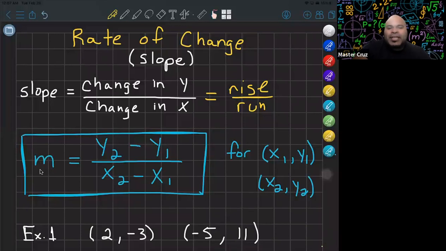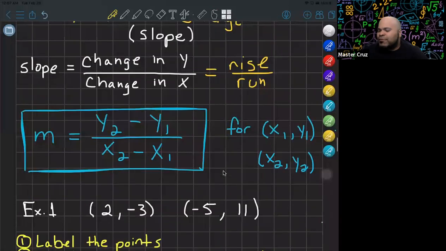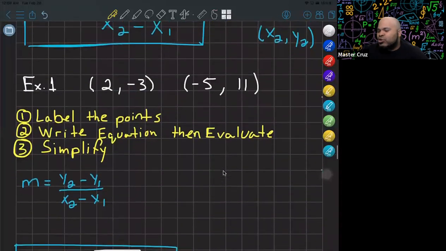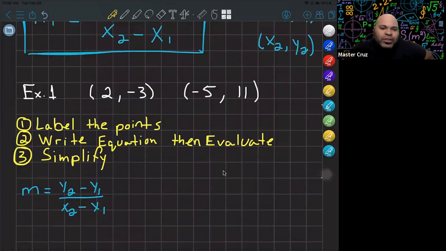So m stands for slope. M equals this. And obviously, in order to calculate that, you need two different points. And just as a refresher, a point is always x comma y, x comma y. The first point is (1, 1), and the second point is (2, 2). So for example 1, we want to find the slope between these two points. How can we find the slope between these two points?